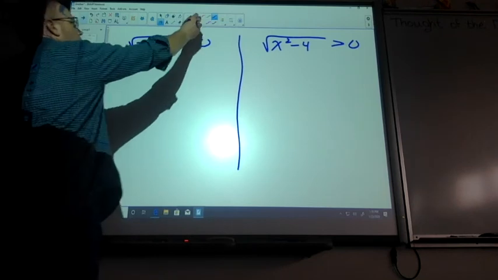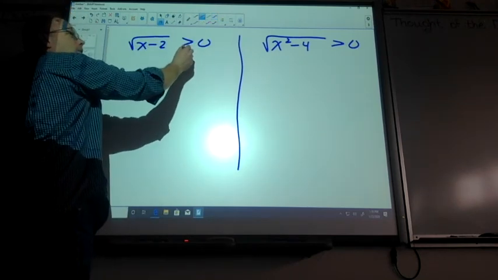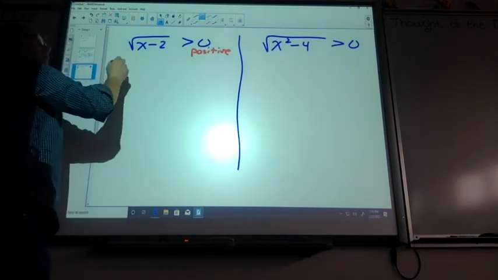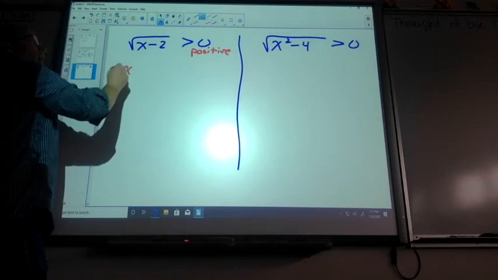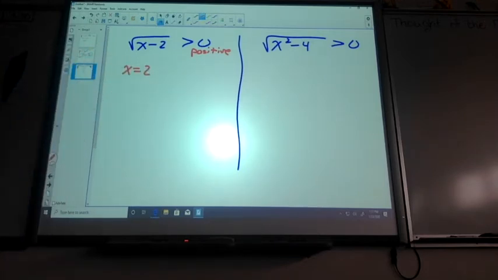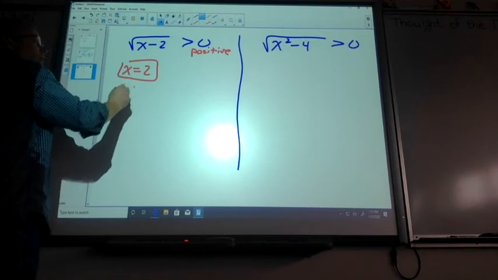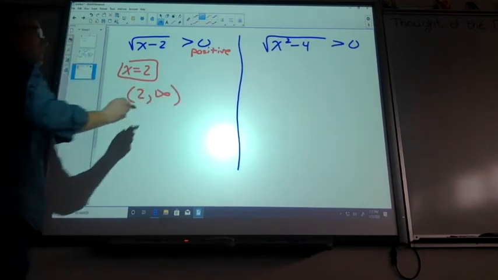So greater than 0, we're looking for what kind of values? Positive. Okay, my friends, can I allow x to equal 2 on this problem? I can indeed have the square root of 0, which is 0. But can x equal 2 on this problem? Why not? 0 is not greater than 0. So I can't use this. For my domain, I would have to say from rounded bracket 2 to infinity, that works for me.